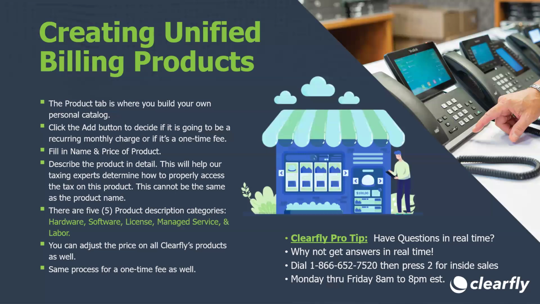Now, there are going to be five main, more major product descriptions. They're going to be hardware, software, license, managed services, and labor. There will be some other smaller tax situations, and when we get to that, I'll show the drop-down of what those could be. And of course, you can always adjust the prices of the products as well. Same process for one-time services.